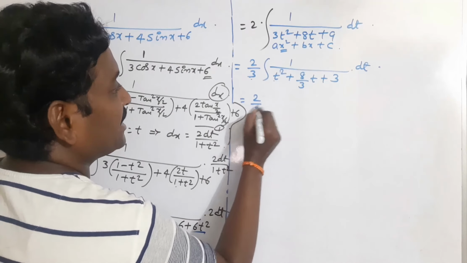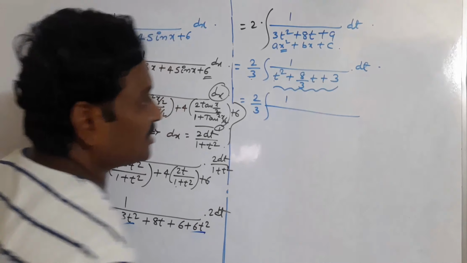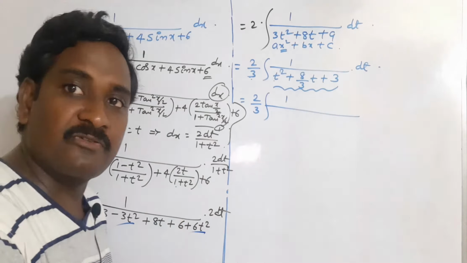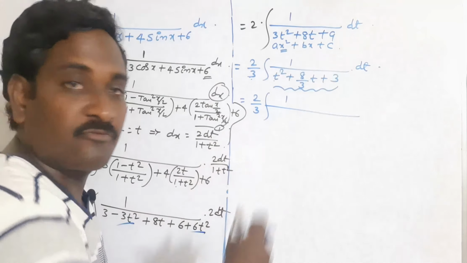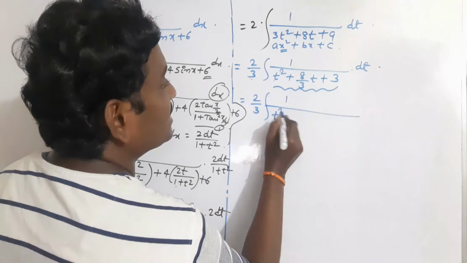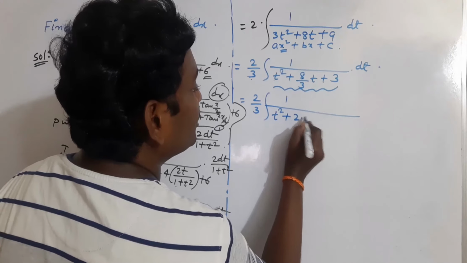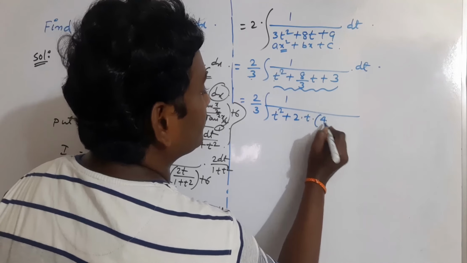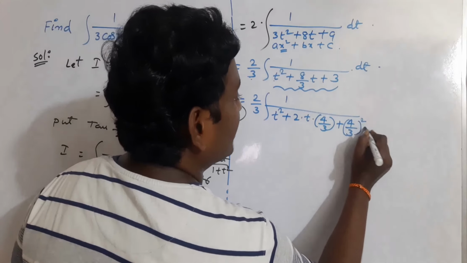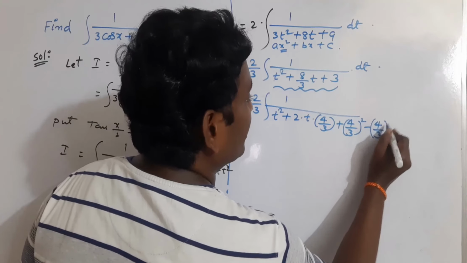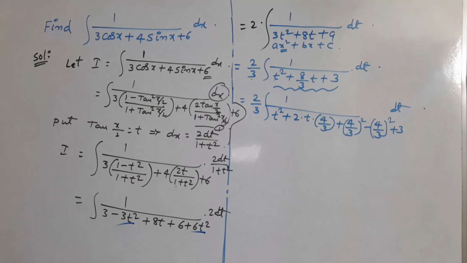So 2 by 3 into integration of, now we should reduce the denominator into the form of (a plus b) whole square, otherwise (a minus b) whole square. Since all terms are positive, here you will get the (a plus b) whole square form. So t square plus this numerator 8 can be written as 2 into t into 4 by 3. So b value is 4 by 3. So add 4 by 3 whole square and subtract 4 by 3 whole square, and the remaining term is 3, into dt.